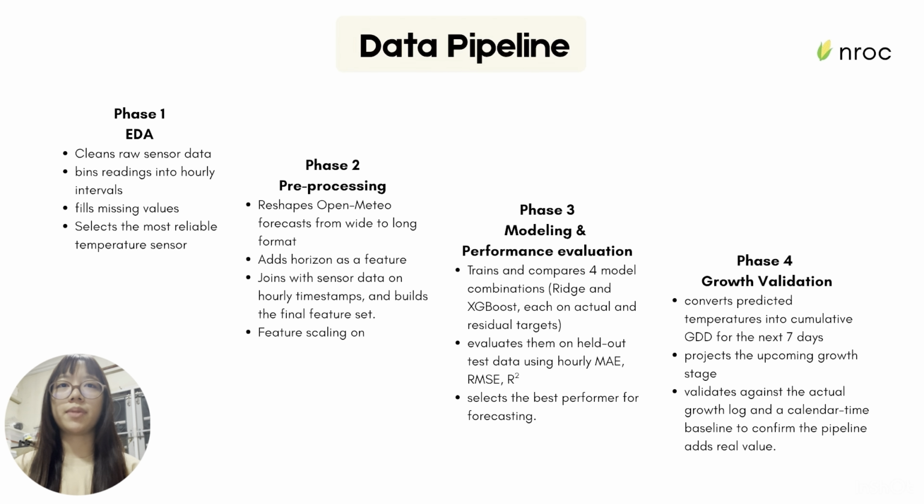We use a 4-phase pipeline. Phase 1, EDA: we clean and export sensor data and select the best temperature sensor. Phase 2, pre-processing: we reshape weather data, merge datasets, and engineer features. Phase 3, modeling: we train and compare 4 model combinations, Ridge and XGBoost, each on actual and residual targets, evaluated using hourly MAE, RMSE, and R-squared, and select the best performer for forecasting temperature. Finally, phase 4, growth validation: we convert predicted temperature into GDD and validate against the real growth log.